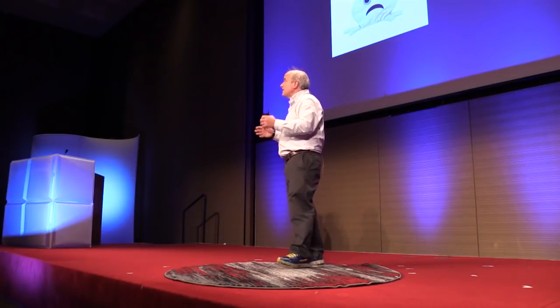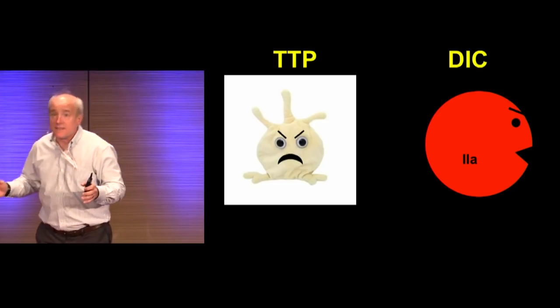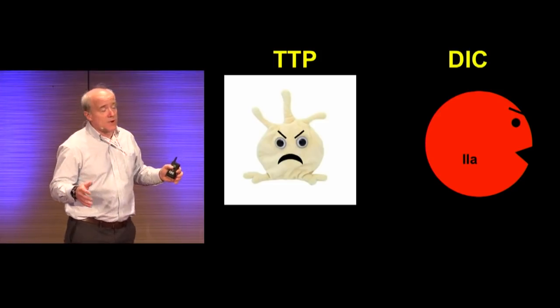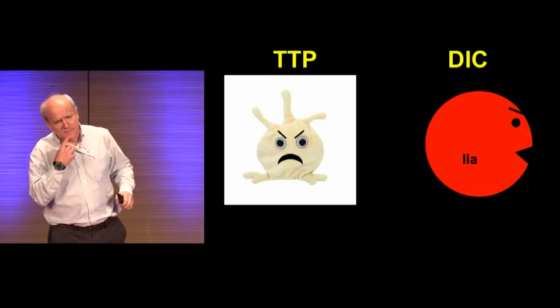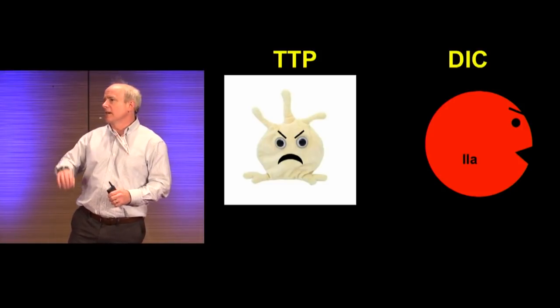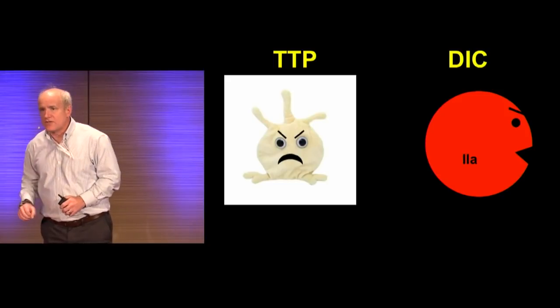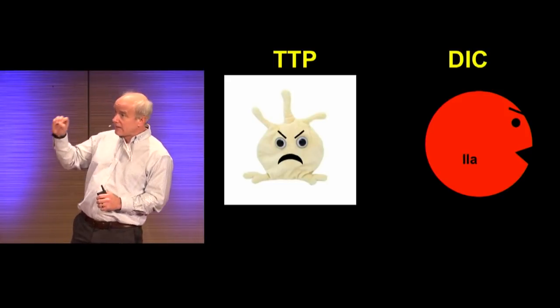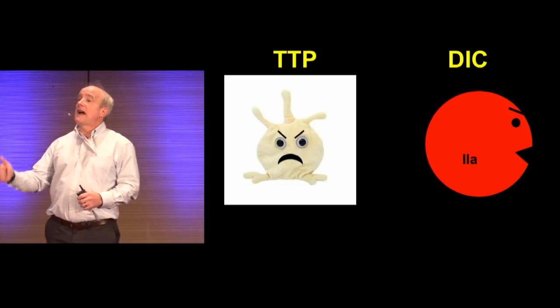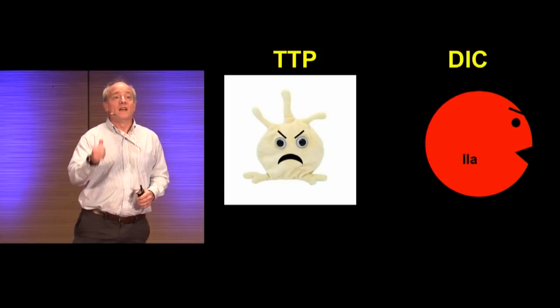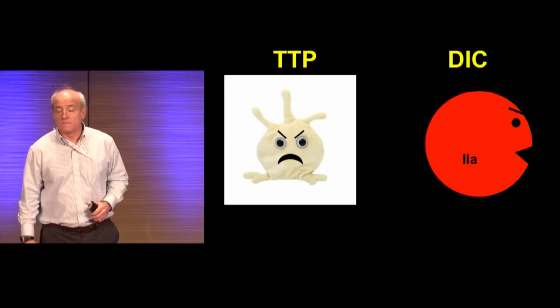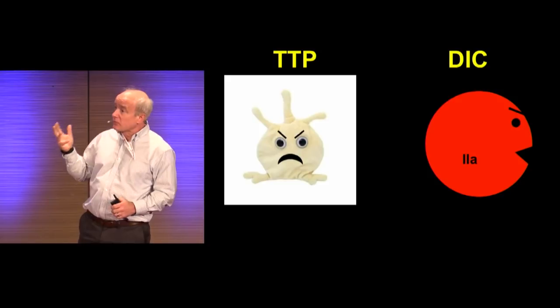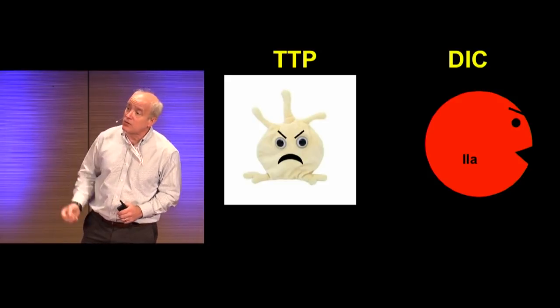So the key is TTP, you gotta think about it. It always has to be in the back of your mind. Gosh, could this patient have TTP? Because if you don't think about it, you'll never catch it. High LDH should be a red flag. Microangiopathic hemolytic anemia, plasma exchange is the treatment of choice. To temporize, give plasma. DIC is simply thrombin and coagulation out of control.